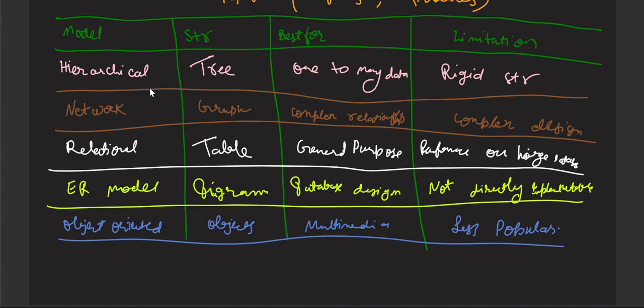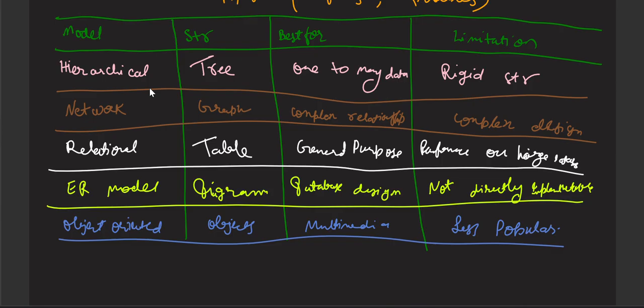Okay. Now the ER model, so it is nothing but a diagram. It's a structure like a diagram, and it is best for database design, and limitation is not directly implementable. Okay. And the last is OOPS, which is object oriented. It's a structure like objects, and it is best for multimedia, and the CAD app you can take it for example. I have not written there, and it is very less popular. ठीक है.